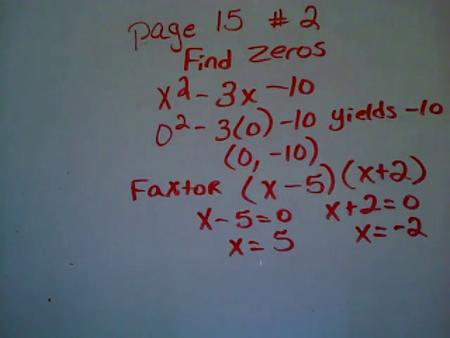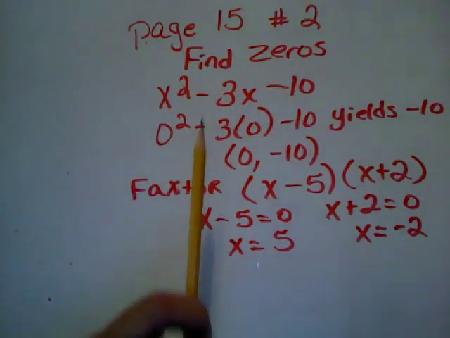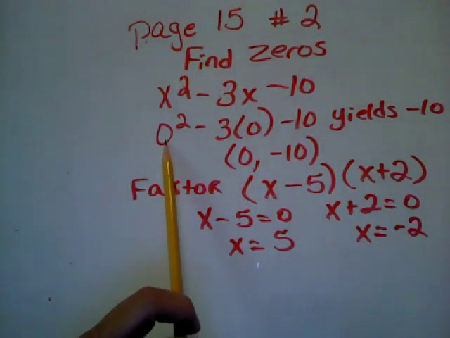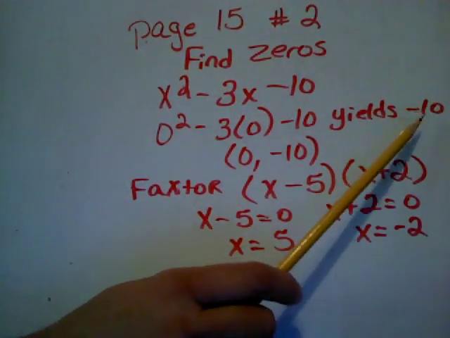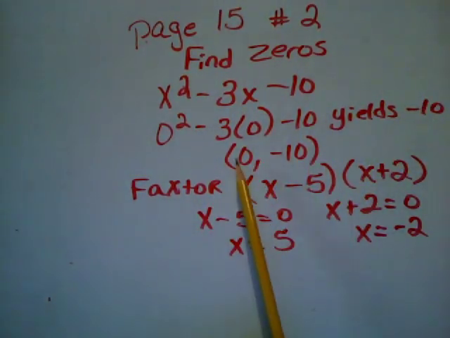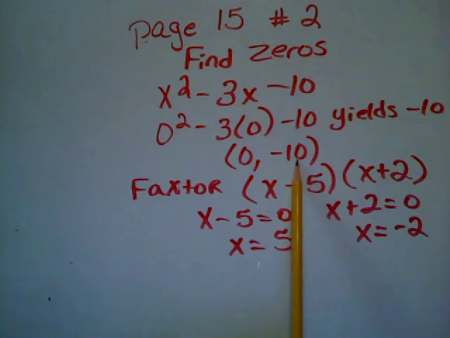Okay, page 15, number 2 wants us to find where our parabola touches the axis, the zeros. So it wants us to find the zeros. So my formula is x squared minus 3x minus 10. So the first thing I'm actually going to do is put a 0 into the function, and I'm going to get out a negative 10. So that gives me a point of 0, negative 10.